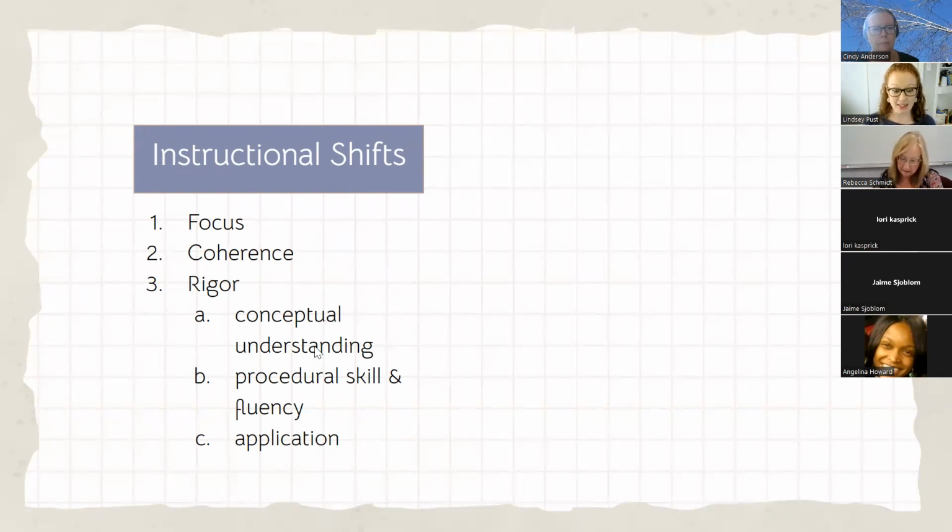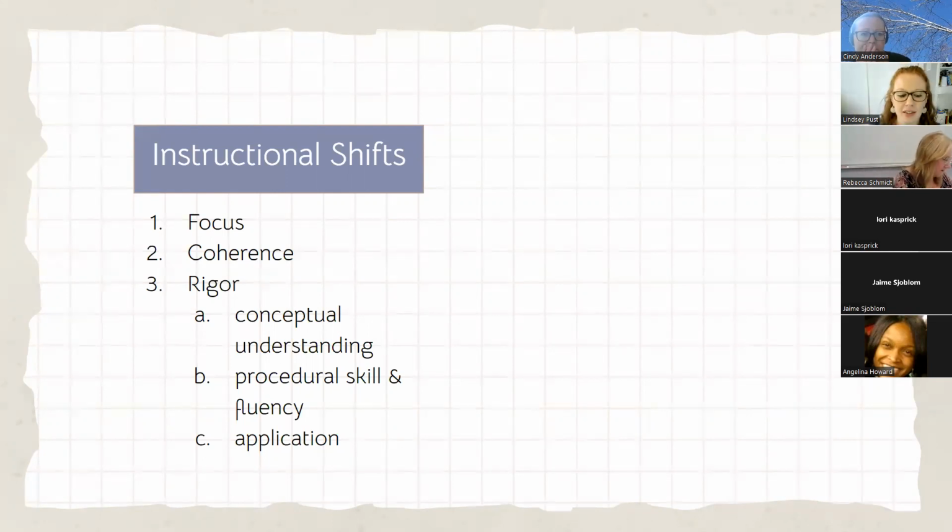And then rigor has these three different parts that the standards outline in the blue book. They're all supposed to be taught with equal intensity, right? So I have to make sure I'm balancing the conceptual understanding of a topic with giving students a chance to develop that procedural skill and fluency, and work with applications: applying math knowledge to real world situations, applying one math structure or property or generalization to another problem.